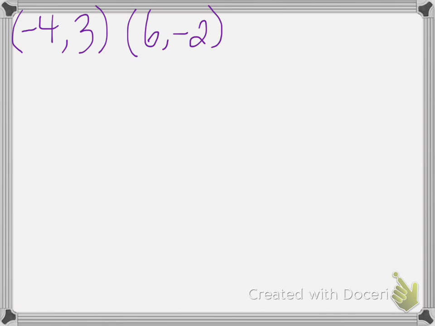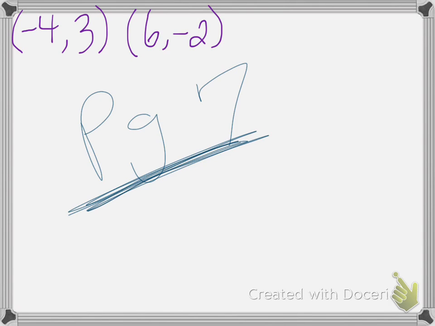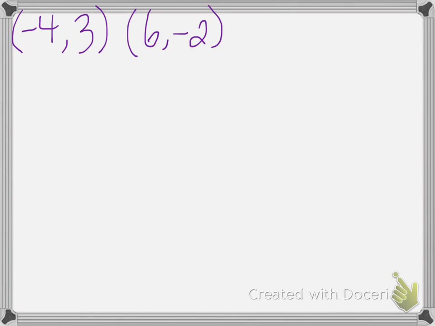We are on page 7. It says, find an equation of a line passing through the points (-4, 3) and (6, -2). Now this is different than all the other questions because there's no slope here, there's nothing. All we have is 2 points.